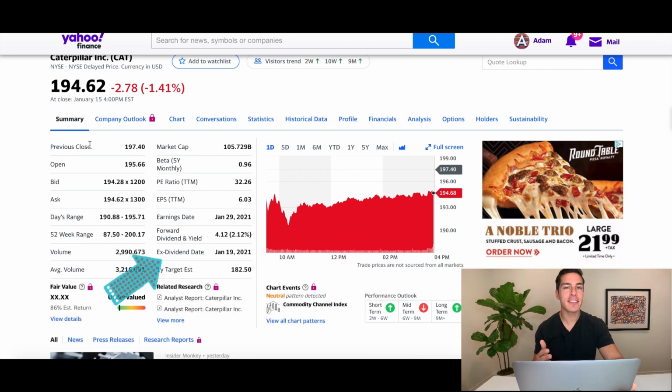Below that, you have the ex-dividend date. So this is the day by which you need to be holding a share or shares of this stock in order to receive the dividend. For every company, it's different. In this case, for Caterpillar, it'll be January 19th.